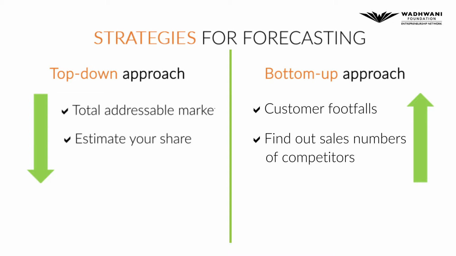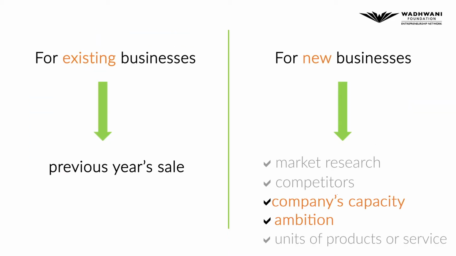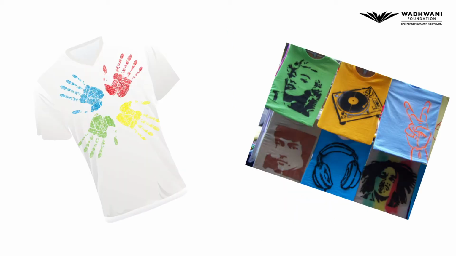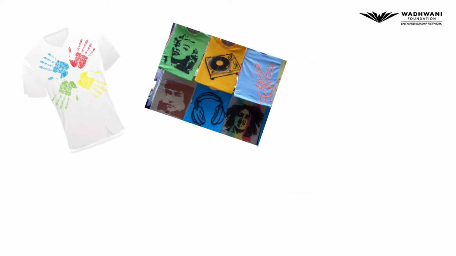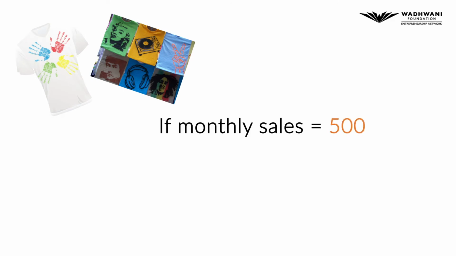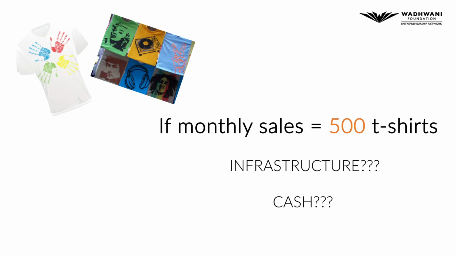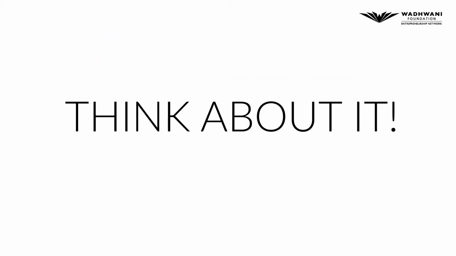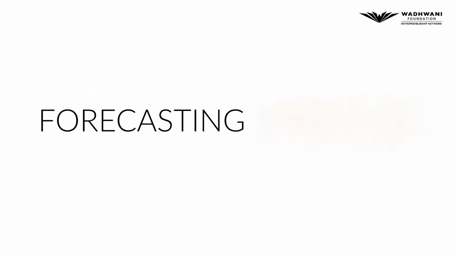Now let's see how your capacity and ambition affect your sales forecast. Continuing with the t-shirt example, say based on your market research, you learn that you can achieve a monthly sales of 500 t-shirts. But do you have the infrastructure and cash needed to make 500 t-shirts? Do you want to start with a sales size as large as 500 t-shirts? Or do you want to test the waters by starting smaller, let's say 200 t-shirts? Think about it. Let's look at some of the time-tested forecasting strategies.